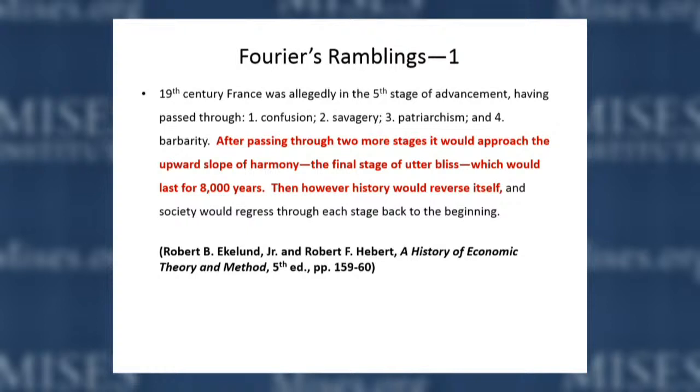But let's go on. Here are some of his ramblings. He told us that 19th century France was allegedly in the 5th stage of advancement. So they passed through different stages: confusion, savagery, patriarchism. The 4th stage was barbarity. So France was in the 5th stage, according to him, in the mid-18th century, 19th century. And after passing through 2 more stages, it would approach the upward slope of harmony, which is the final stage of utter bliss. So all socialists have this idea that we're moving towards a stage of utter happiness and bliss in which everything will be perfect, in which we'd have a heaven on earth.